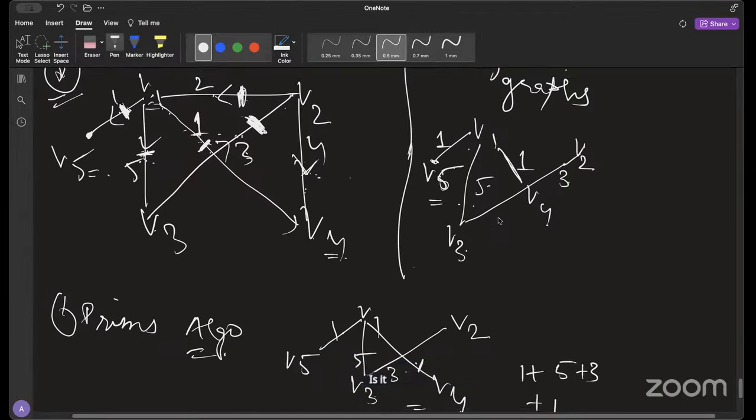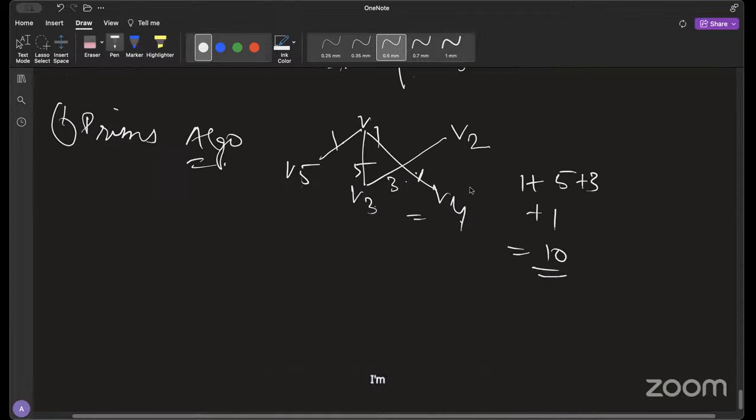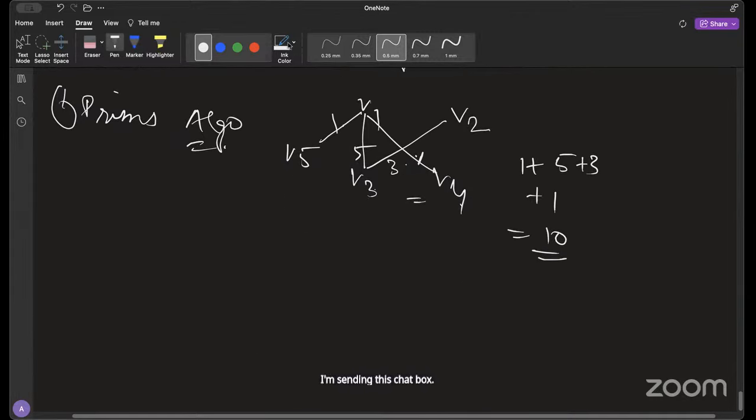Is it fine? Ma'am, I have a doubt. I have a question. Can you explain? Yes. I'm sending it in the chat box. Okay. So, ma'am, Prim's algorithm is the minimum cost spanning tree. Yes, it's for minimum cost spanning tree. Wait. Okay. Ma'am, please check your inbox, ma'am.